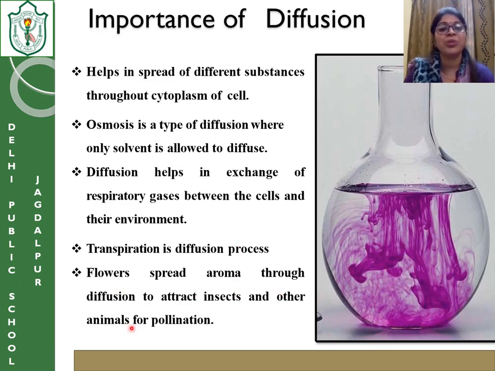Flowers spread aroma through diffusion to attract insects or other animals for pollination. Just now I gave an example of food. So what happens when the flower blooms completely? The aroma spreads. With more surface area, definitely the aroma spreads to wider areas, so that the insects get the smell of the nectar and they come closer to the flower to do the pollination.